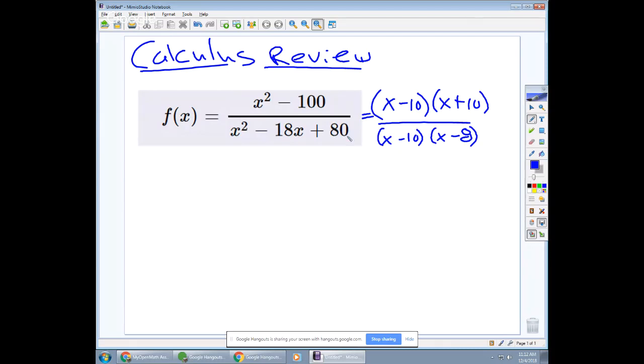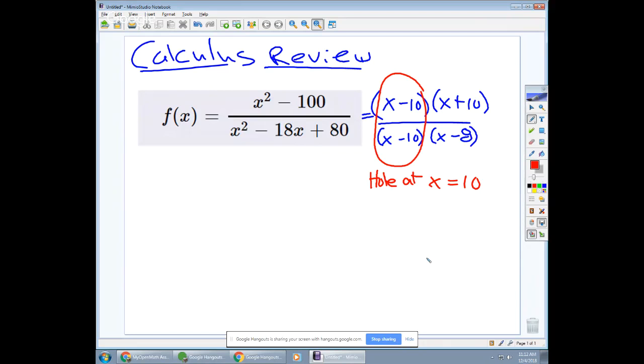Negative times negative is a positive, and then add them together. Yeah, that works out. So right here, since I have the same factor top and bottom, that means there's a hole in the function at x equals 10. Holes are when you have a zero top and bottom, right? Because you can cancel them out.